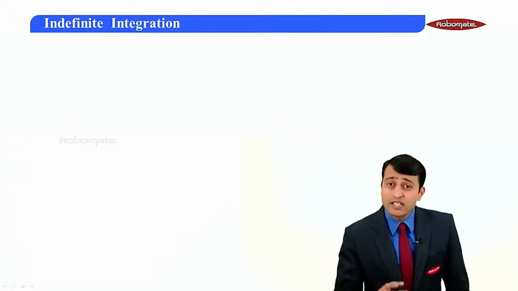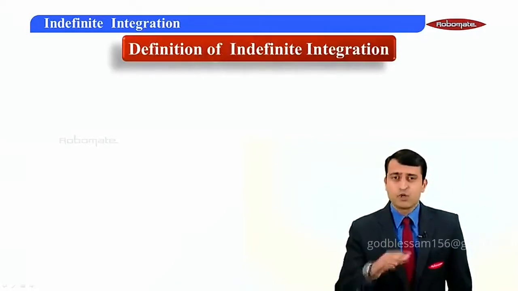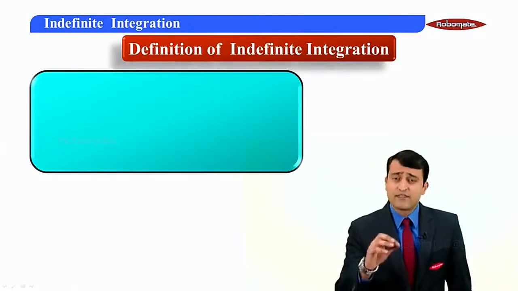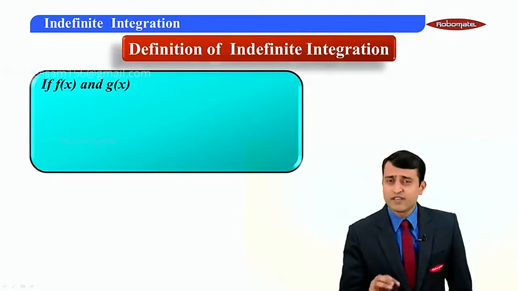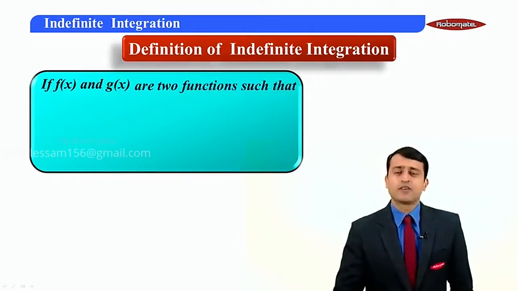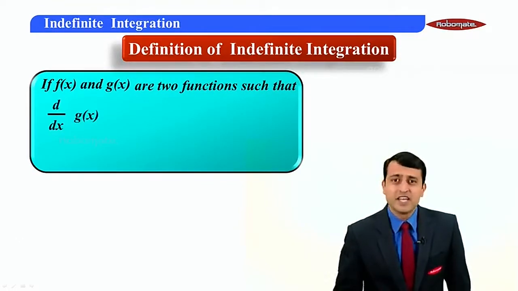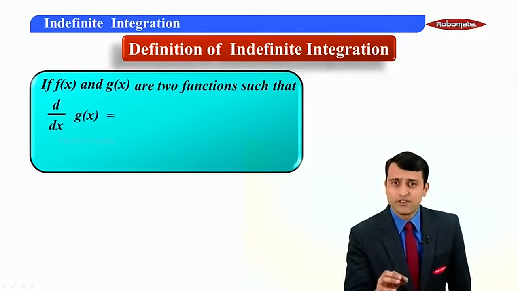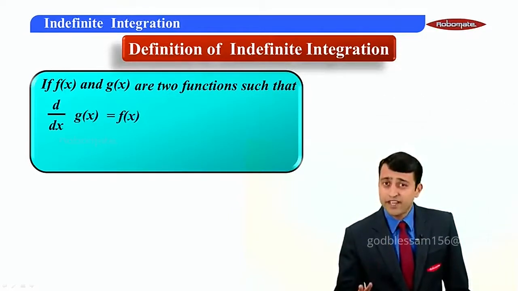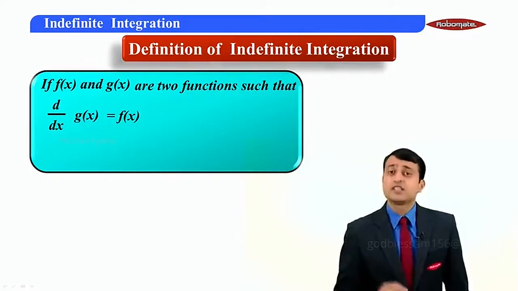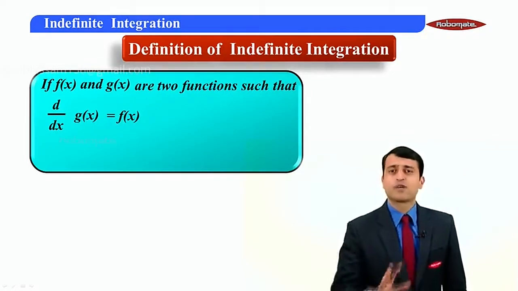Now you may have already seen the definition in 11th standard. Let us revisit the definition. I have two functions f of x and g of x such that they are satisfying a relation. What is that relation? It says that d by dx of g of x is equal to f of x. So two functions f of x and g of x such that the first condition is d by dx of g of x is equal to f of x.